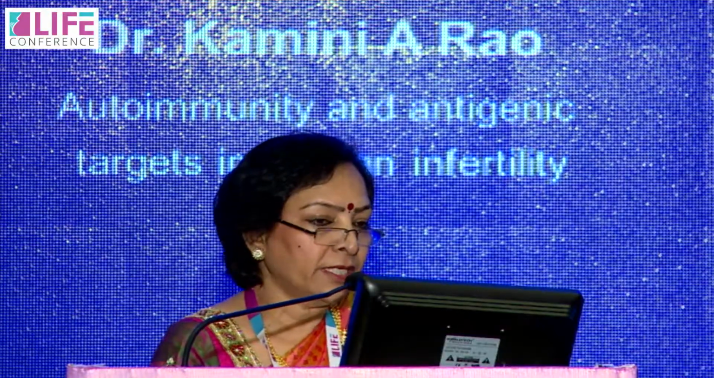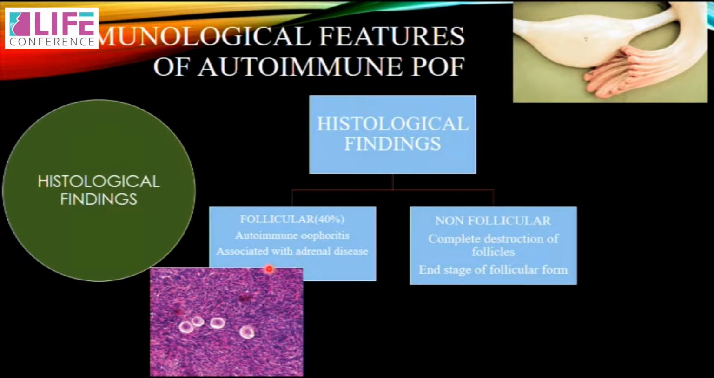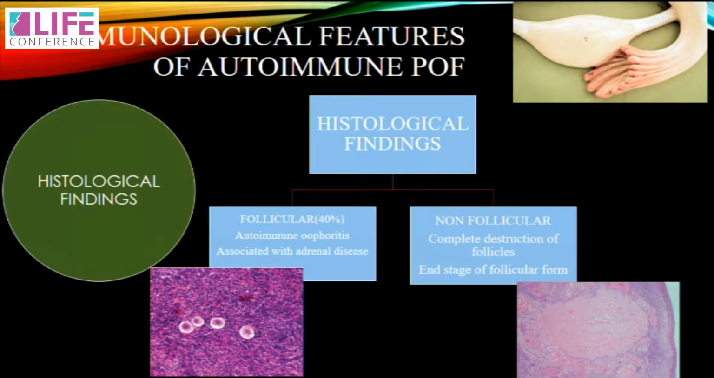So, let's go to the histological findings, because many a time the histological findings will be the clincher over here. If you see, 40% of the follicular type will be the ones that are autoimmune ovaritis, and of course associated with adrenal disease. In the histological picture, you will find some follicles present. So it is not as if to say that it's absolutely devoid of follicles. But the non-follicular variety, which is complete destruction of the follicles, is the end stage of the follicular form, which is basically no follicles in the ovary.